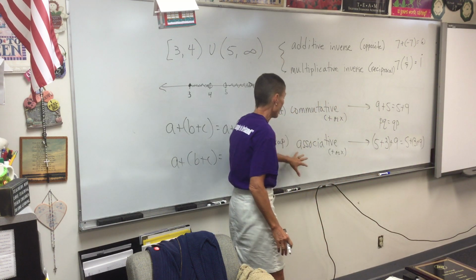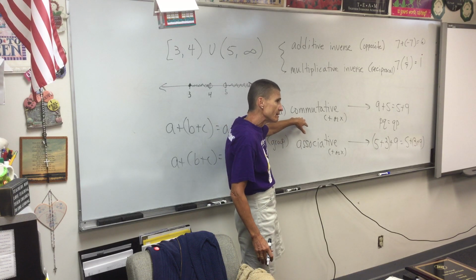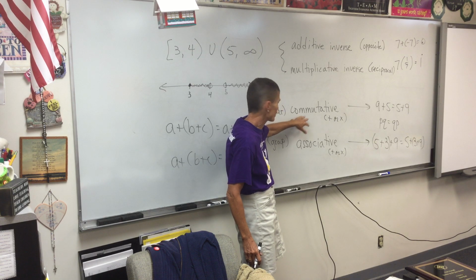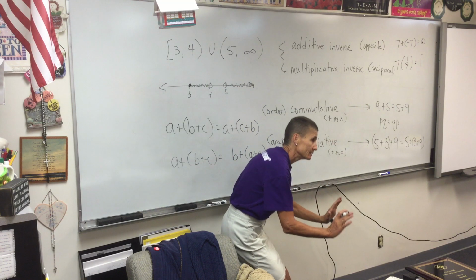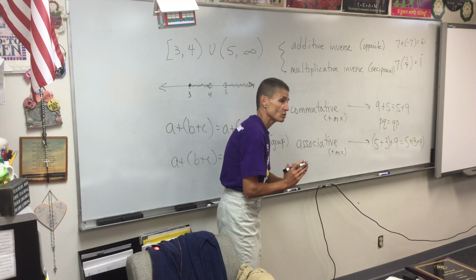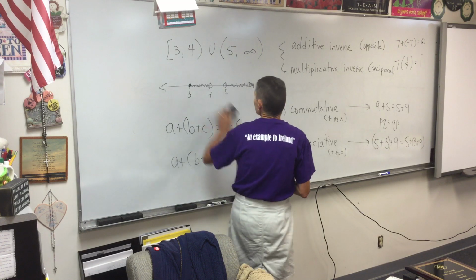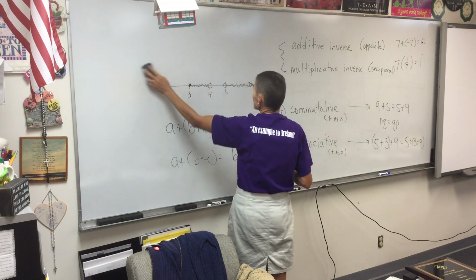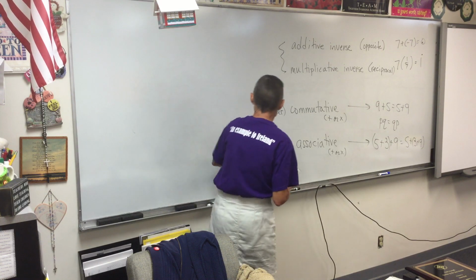All right, there's two more properties we need to talk about. Normally, one pops into your head right away. It's probably the one you've used the most. Commutative, associative, and what's that third one? It starts with a D. Distributive. The distributive property is probably the one that you use the most.